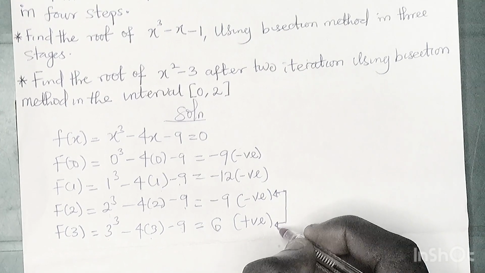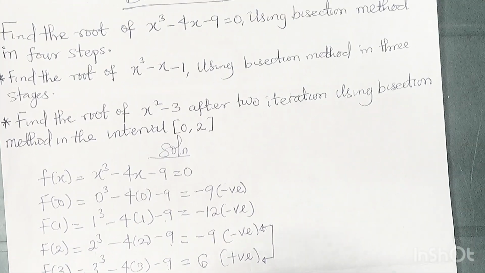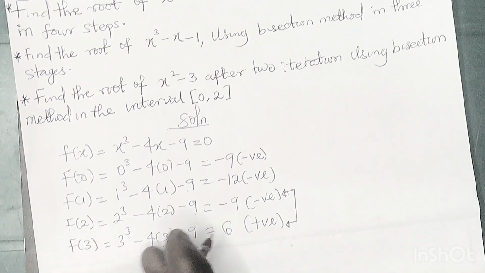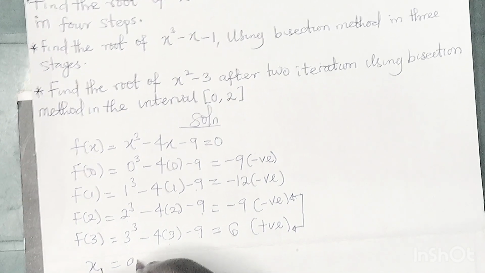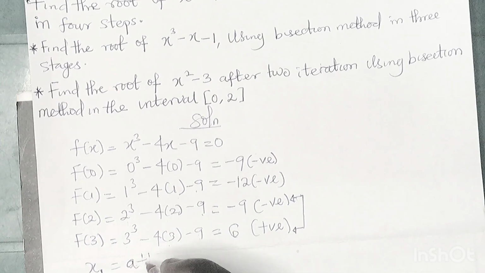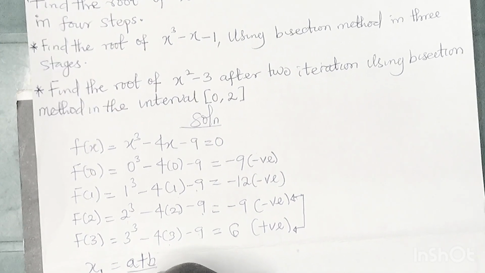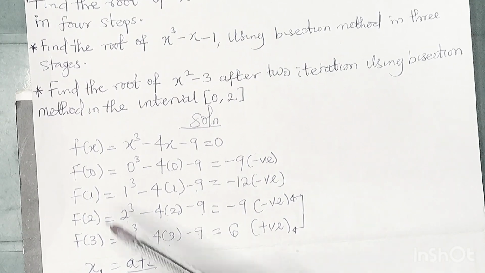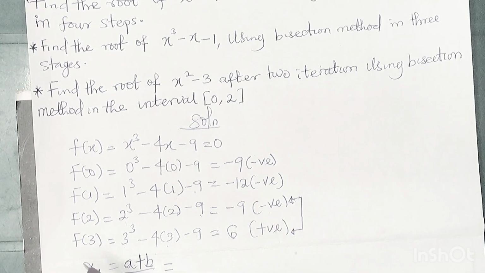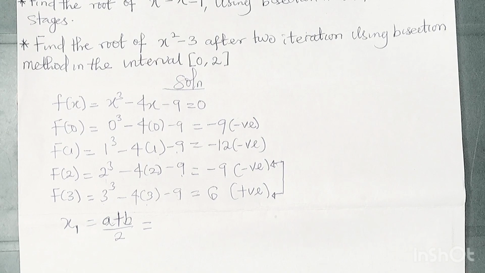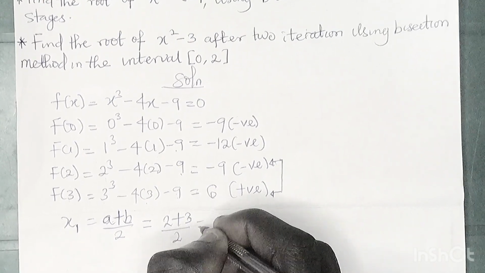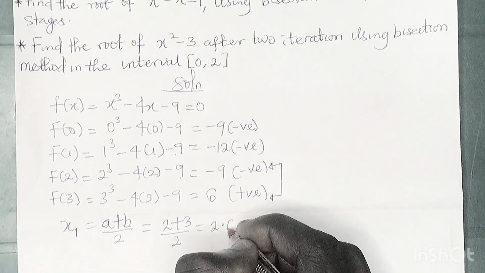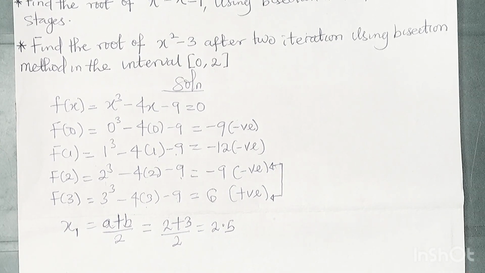Now, how will I get my first iteration? The way to get your first iteration is very simple. This is the formula I'm going to be using: x1 equals a plus b all over 2. Now, what's your a here? Your a is the first number you use to get the negative, and your b is the second number you use to get the positive. So that will be 2 and 3. That's 2 plus 3 divided by 2, and if you agree with me, you're going to have 2.5 as your answer. Now, this is the first iteration.